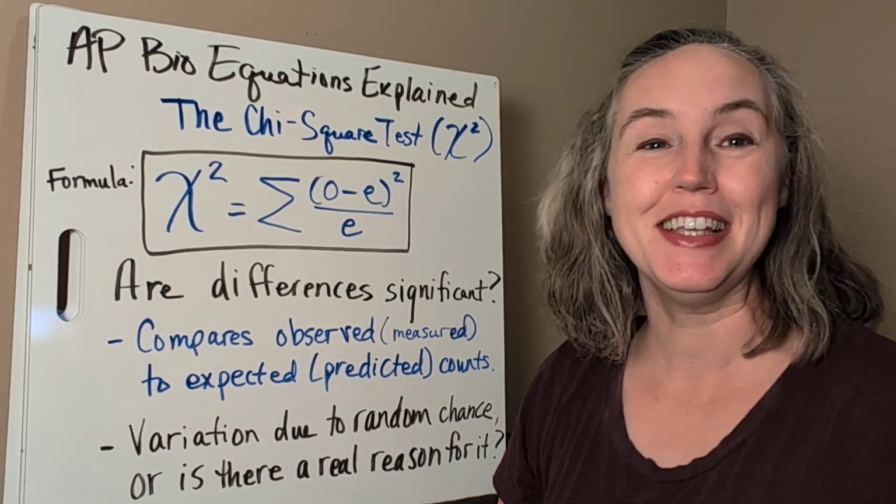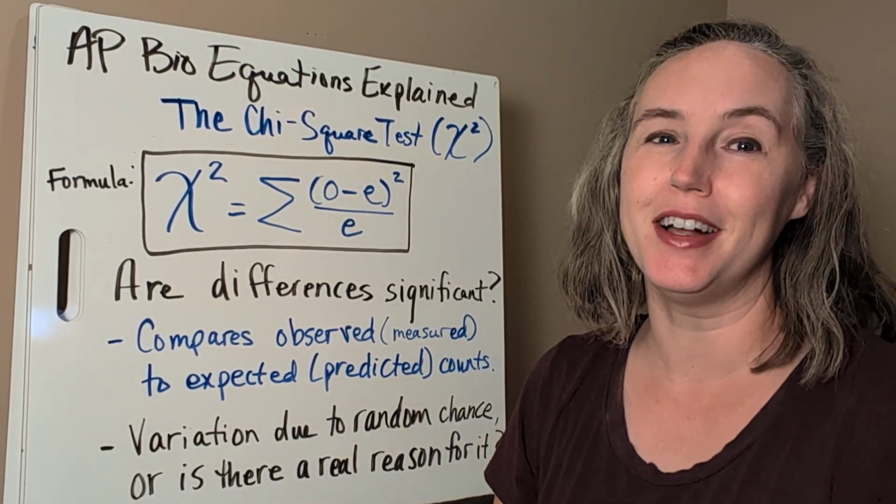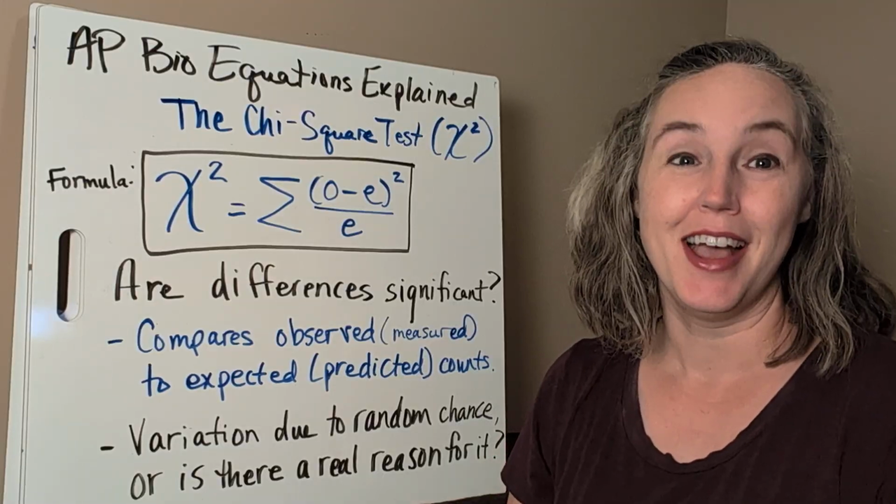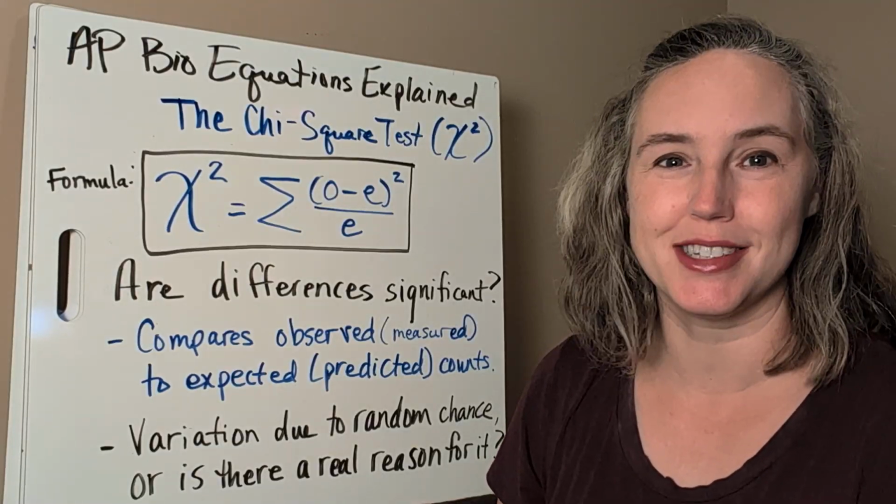Hi, it's Ms. Parrott, and this is video number 5 in the AP Biology Equations Explained series. Today we're going to be learning about the chi-square test.